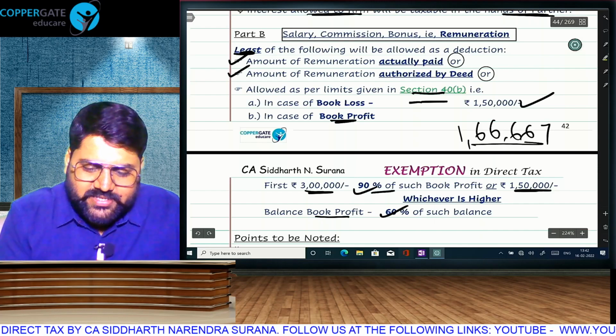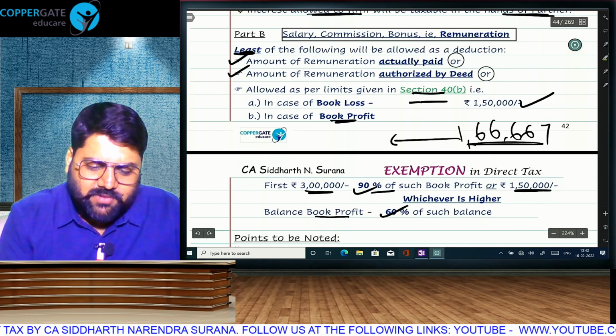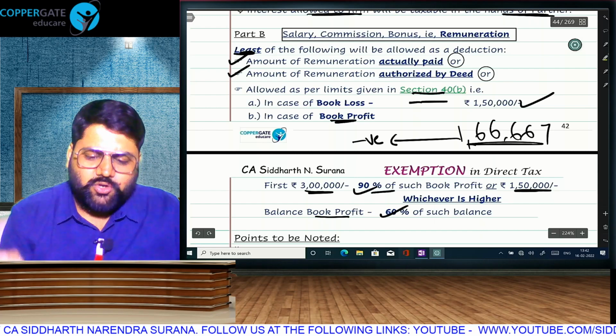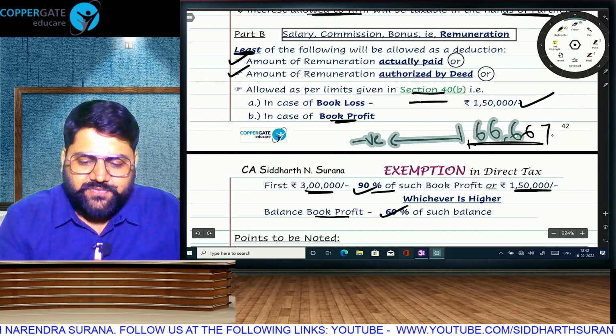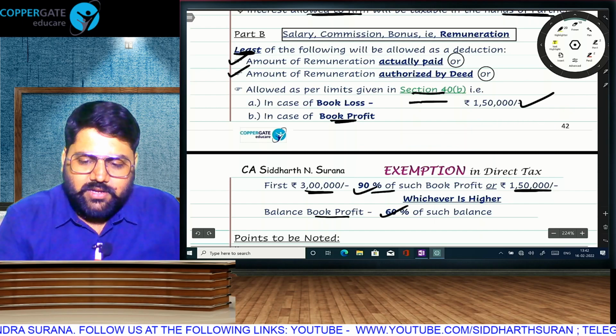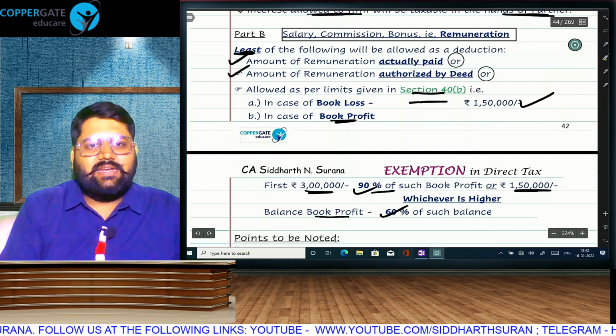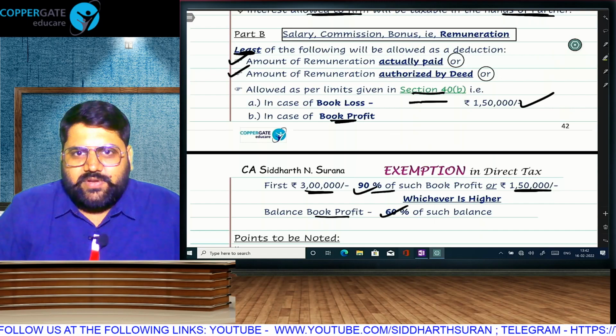So if your book profit is this amount or less than this amount, up to negative amount anything, you should get 1,50,000 only as your answer. So in case of book loss, 1,50,000. In case of book profit, first 3 lakh 90, balance 60, but still never less than 1,50,000.